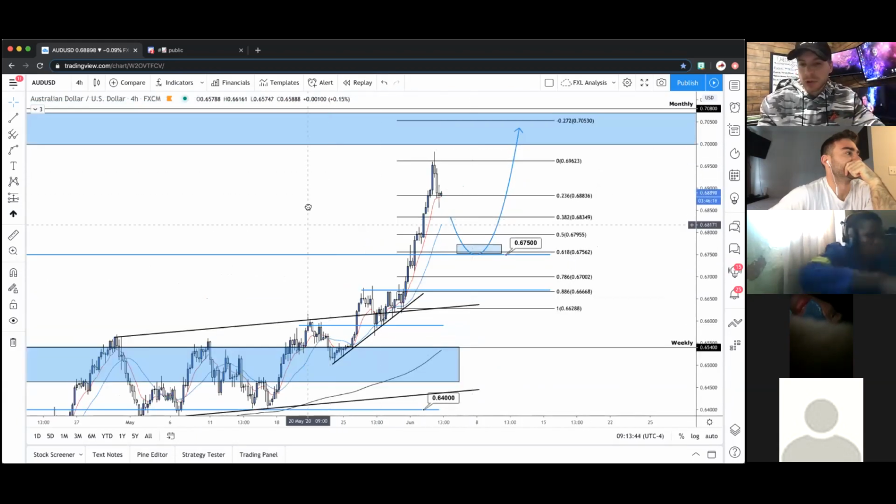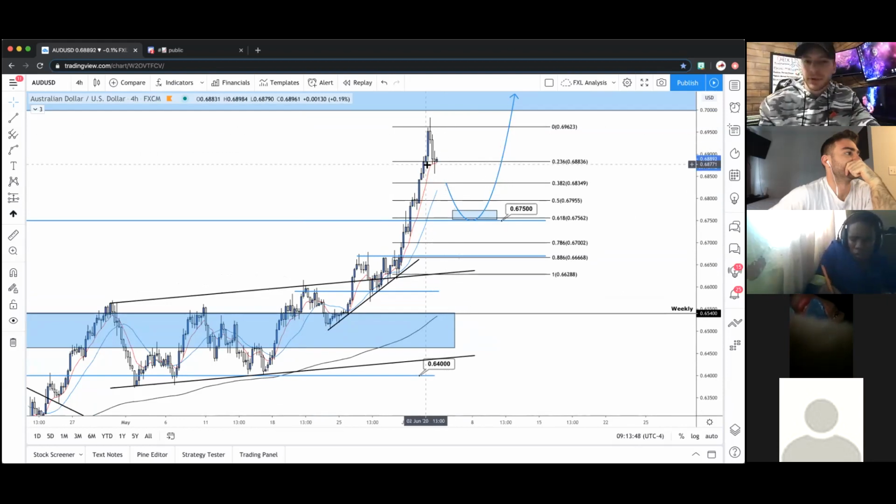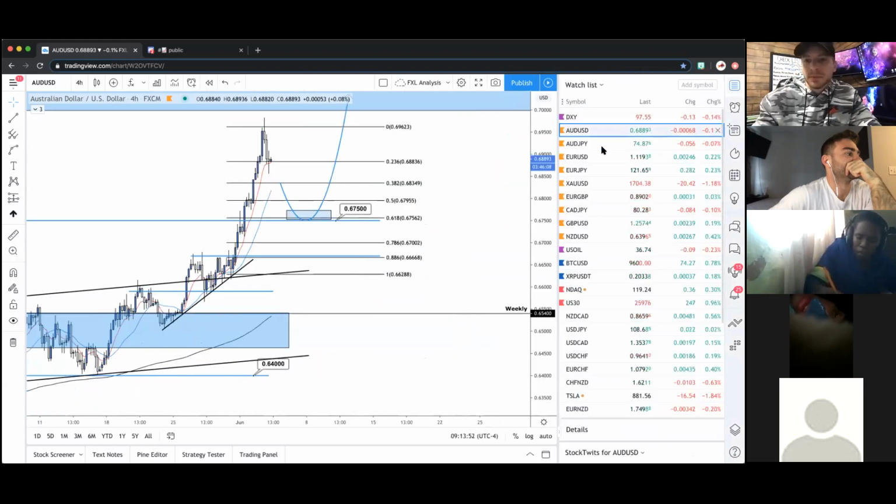That's one of our rules. You could probably find some sort of trade opportunity in that. But as of right now, very, very early. So let's keep going. That's AU.